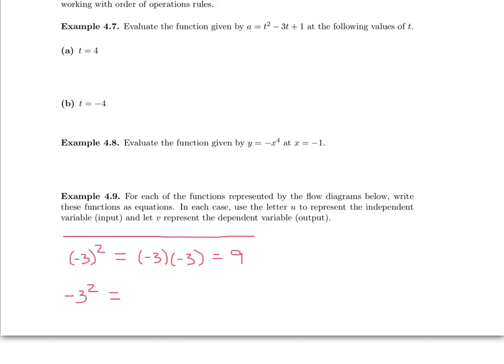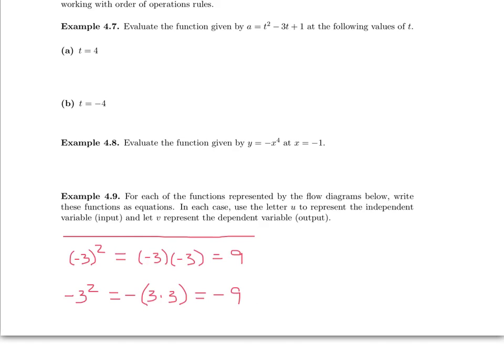Without the parentheses, the quantity being squared is just the 3. So we interpret this as negative, and now I'll insert some parentheses, negative 3 times negative 3, or negative 3 squared. This gives us a 9 when we simplify. So notice the presence of the parentheses affects the final answers. So you cannot simply ignore the parentheses.